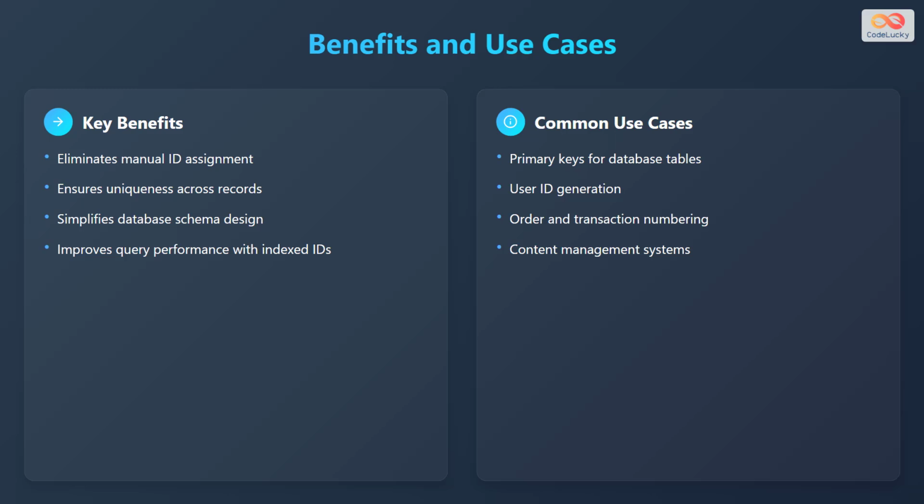Now let's look at some common use cases for auto increment. It's commonly used for primary keys for database tables, providing a unique identifier for each row. It can also be used for user ID generation, assigning unique identifiers to new users in a system. Moreover, auto increment is useful for order and transaction numbering, providing a sequential number for each order or transaction. Finally, it's used in content management systems to uniquely identify articles, pages, or other content.